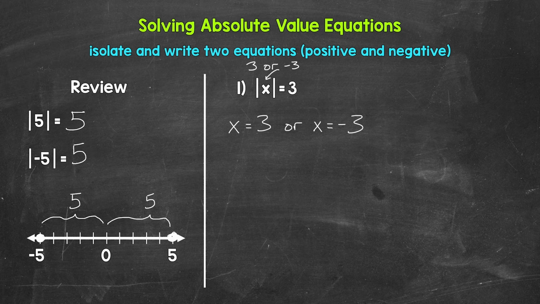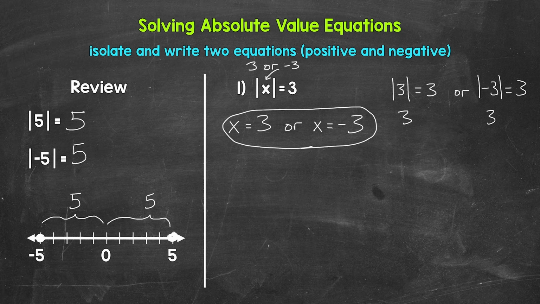Now we can always check our solutions by plugging them in for the variable. So for example, let's come to the side here. We have the absolute value of 3 equals 3, or the absolute value of -3 equals 3. Well, the absolute value of 3 is 3, and then the absolute value of -3 is 3. So we do have the correct solutions here. Let's move on to number 2 and build off of this.